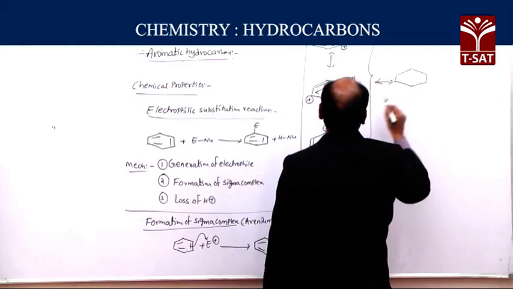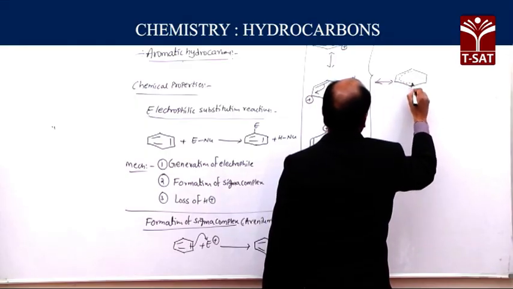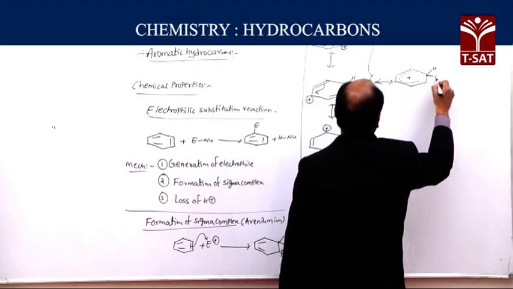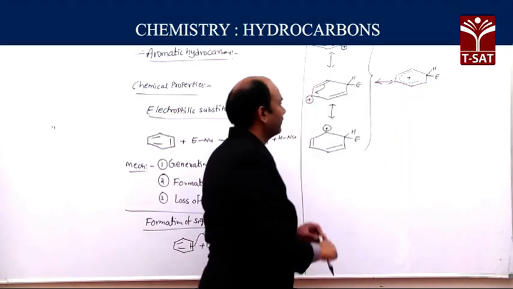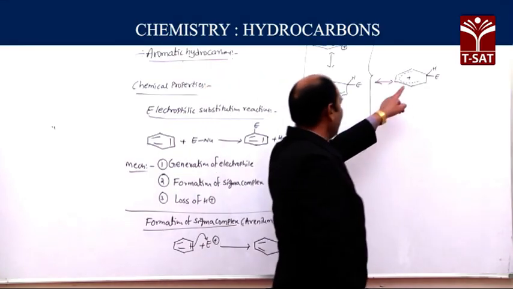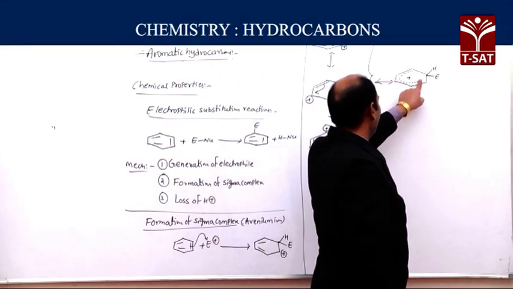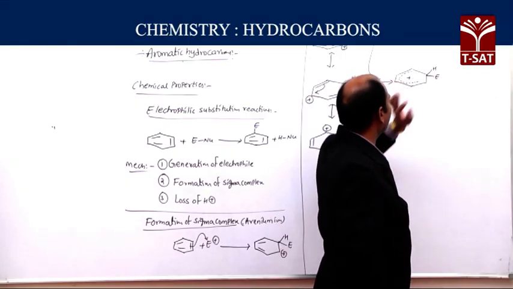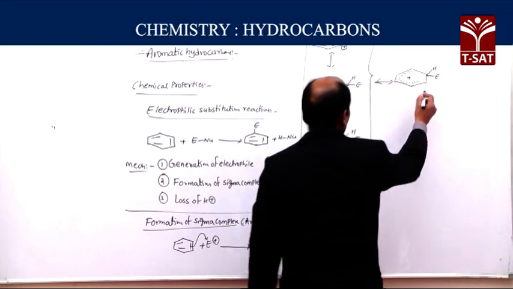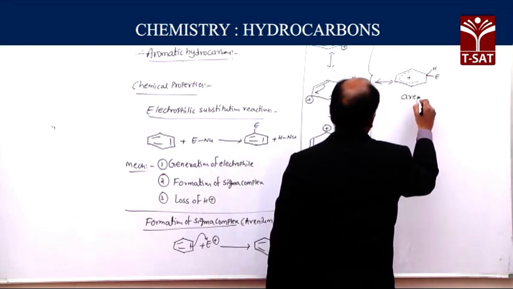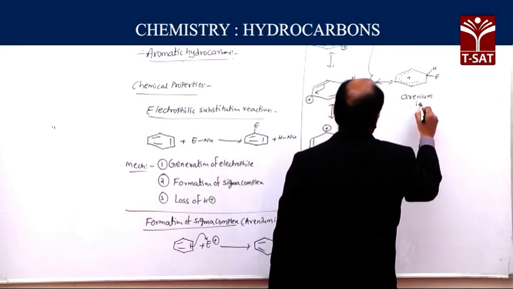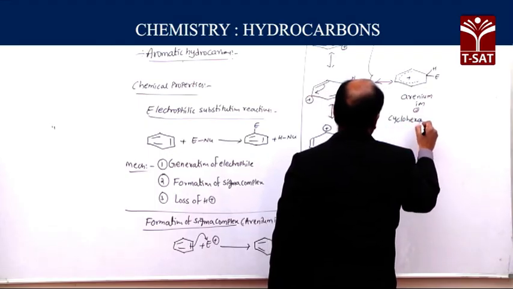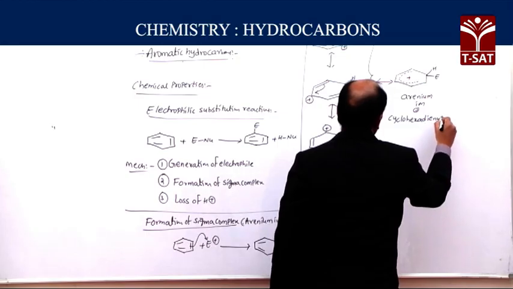So here this is positive charge, H and E, H and E. We should not complete this dotted line. Why? Because this positive charge is delocalized from this carbon to this carbon only. So this is called arenium ion. Arenium ion. This is also called cyclohexadienyl cation.